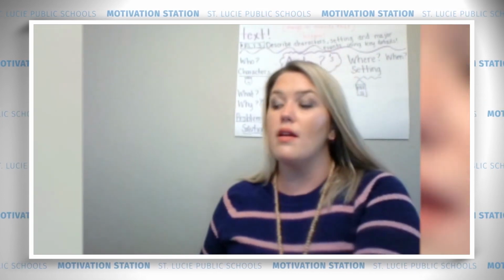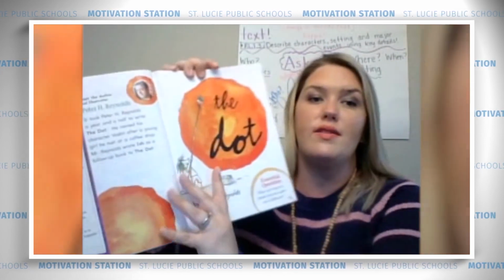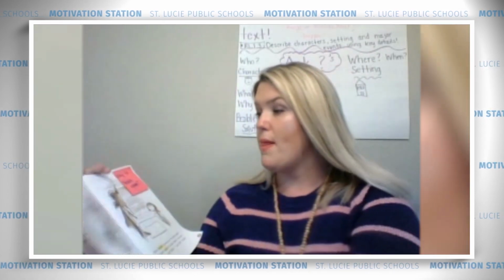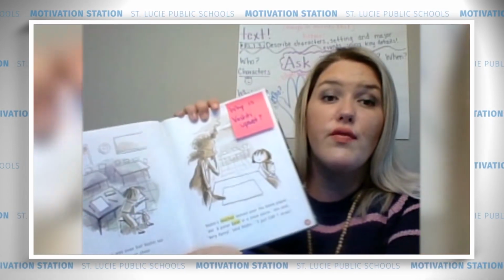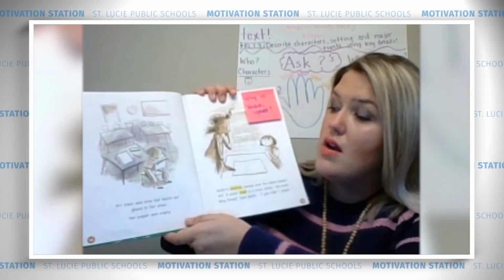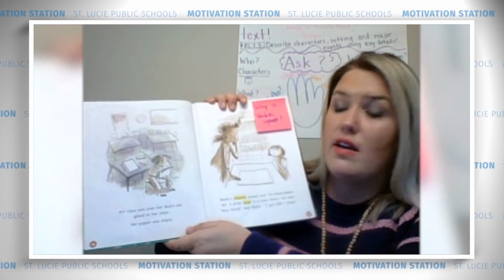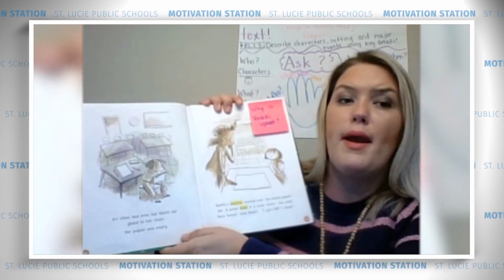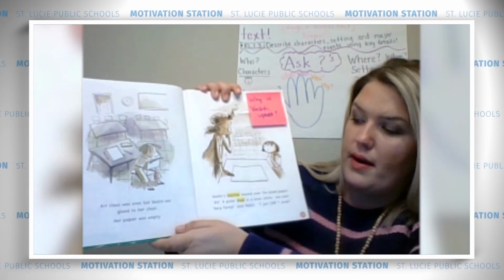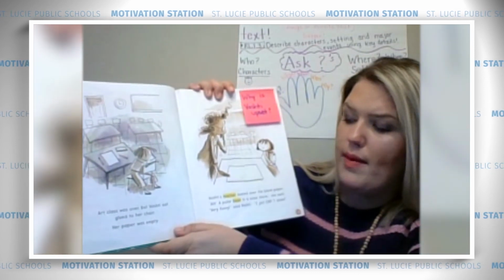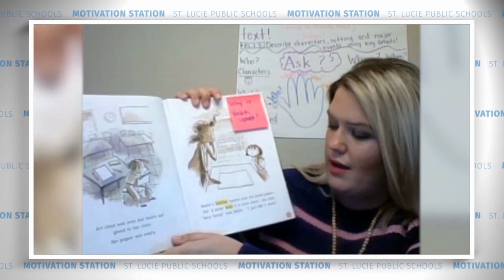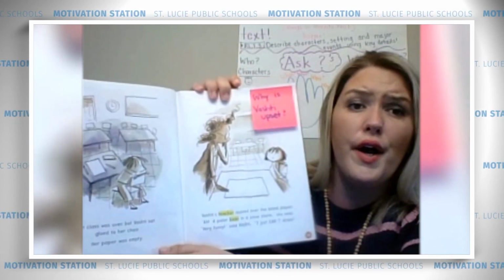Good, let's get started. Our story today is called The Dot. This is written by Peter H. Reynolds. We are looking for the who first. Say who. Who. Good. Art class was over, but Vashti sat glued to her chair. Her paper was empty. Vashti's teacher leaned over the blank paper. "Ah, a polar bear in a snowstorm," she said. "Very funny," said Vashti. "I just can't draw."